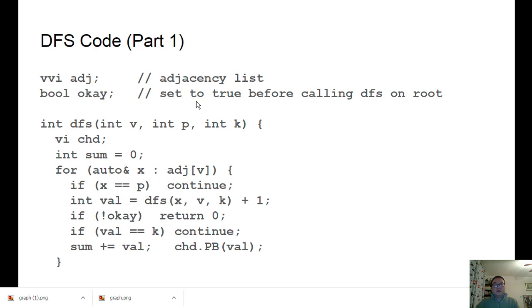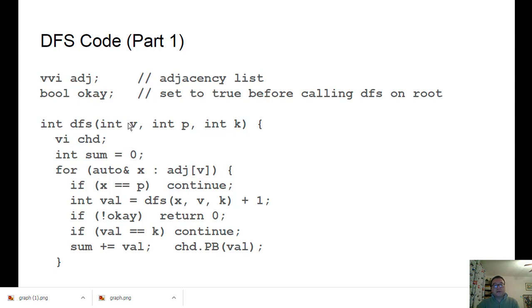So my code, the DFS part of the code, is here. On 2 slides. This is an adjacency list for the graph, and then I have a global variable which will be set to true each time before we call DFS on root. And in here, if one node detects a failure condition, it will set this to false.